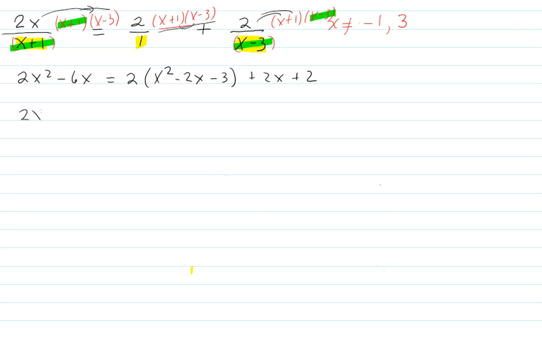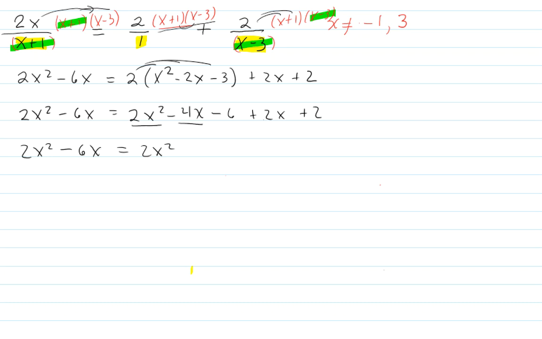Let me just copy the left-hand side down. 2x squared minus 6x. We need to distribute the 2 to the trinomial, so we'll have 2x squared minus 4x minus 6 plus 2x plus 2. Copy the left-hand side down once again. 2x squared minus 6x. And we have 2x squared. Combining a minus 4x and a plus 2x is a minus 2x. Combining a minus 6 and a plus 2 is a minus 4.